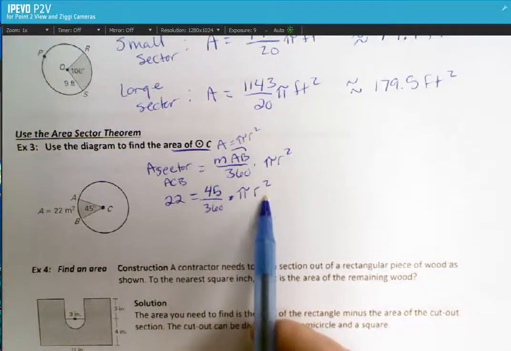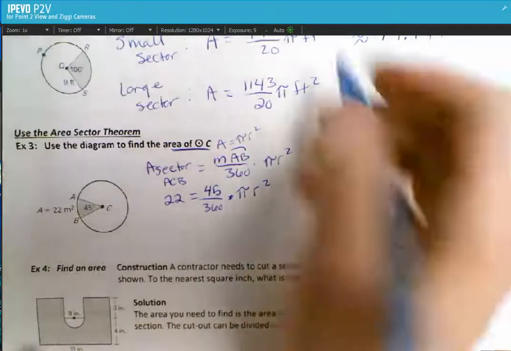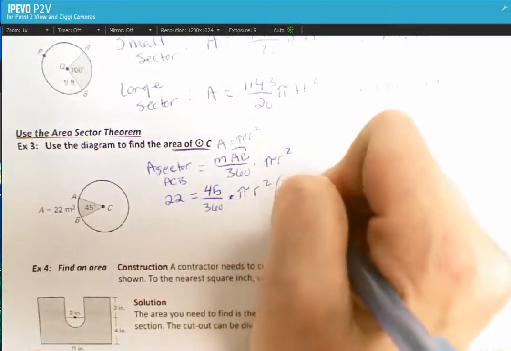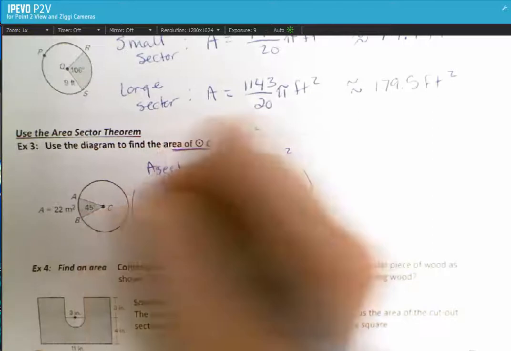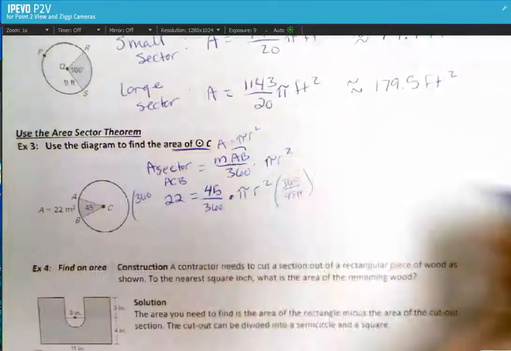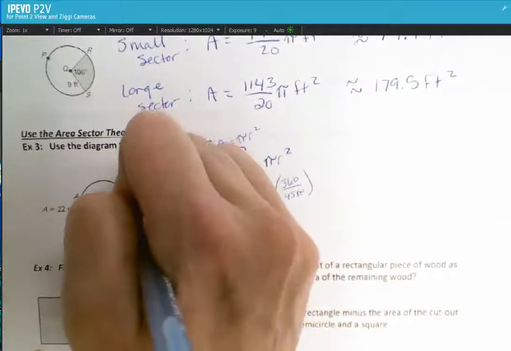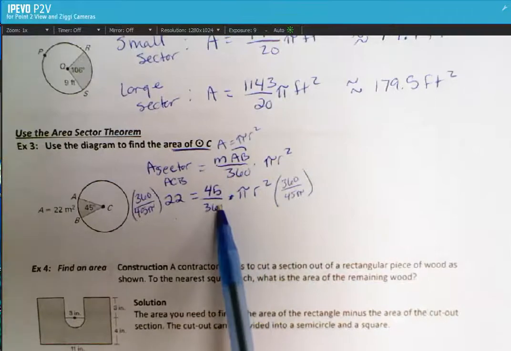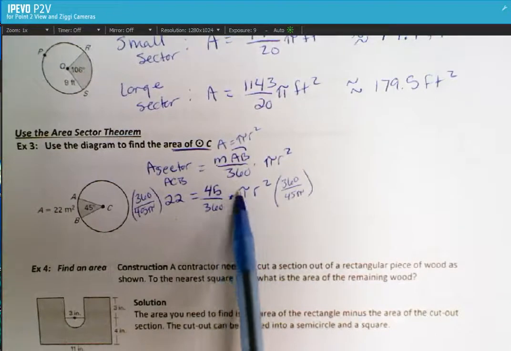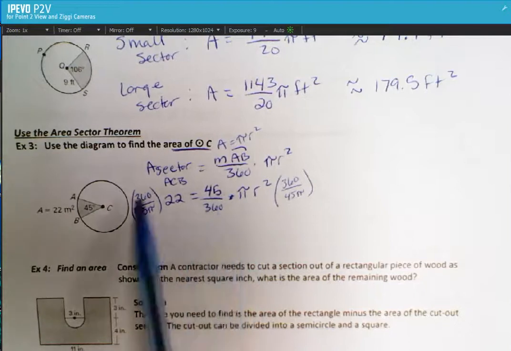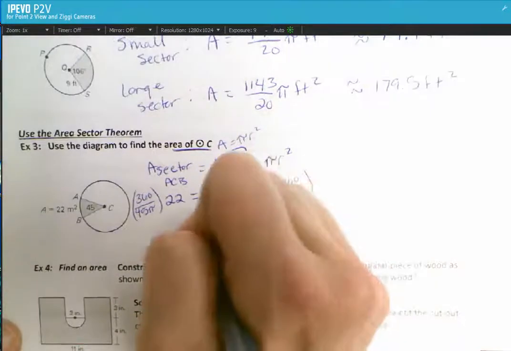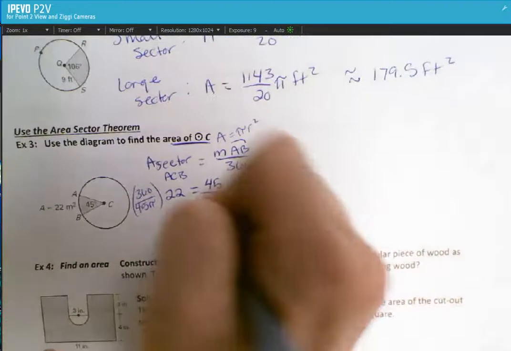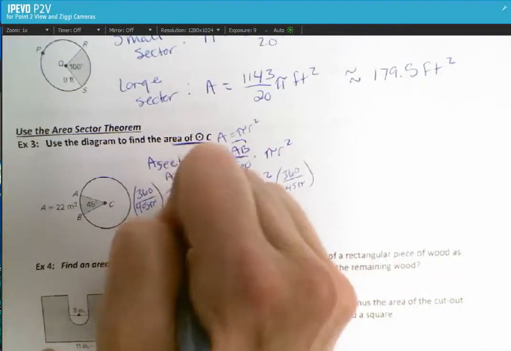In order to get r by itself, algebraically, I'm going to multiply by 360 over 45 pi on both sides. I am multiplying by its reciprocal so that it cancels out. So I took the reciprocal, 45 times pi is 45 pi over 360, so I'm going to multiply by the reciprocal on both sides. I end up with r squared is equal to 176 over pi.